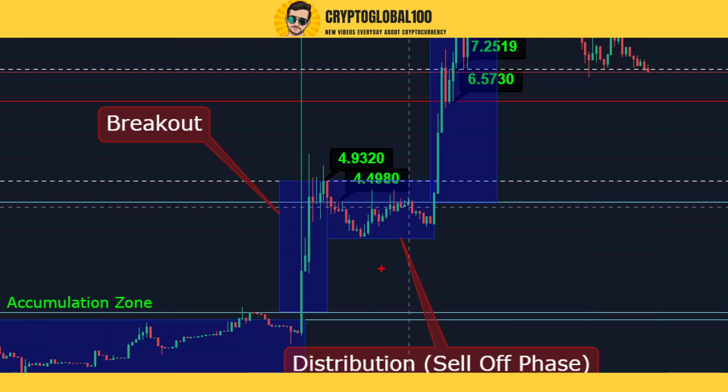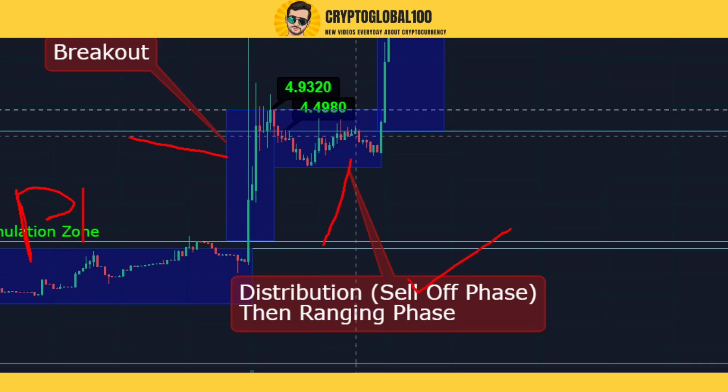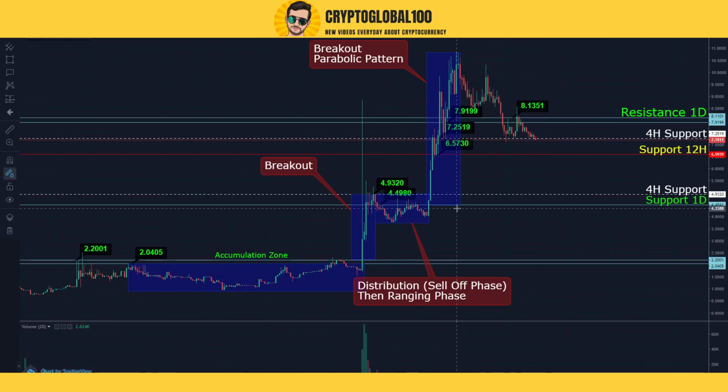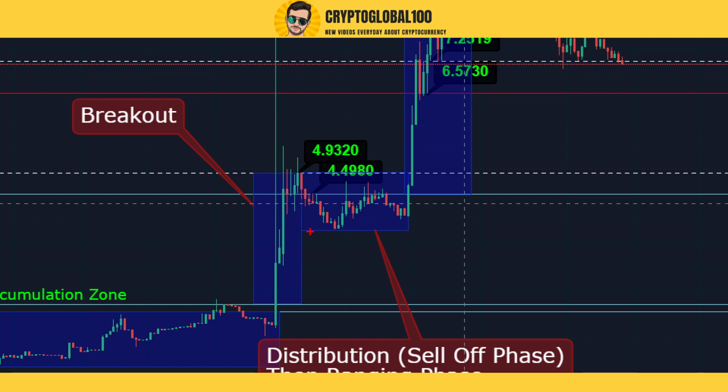What happened afterwards? So we have P1 here, we have P2 here, and this was P3, the distribution sell-off phase and then the ranging phase, sell-off phase and then the ranging phase. What happened after the ranging phase? Due to the rejection from the downside, making a double bottom from here, the price went up, and with a strong volume it broke out again.